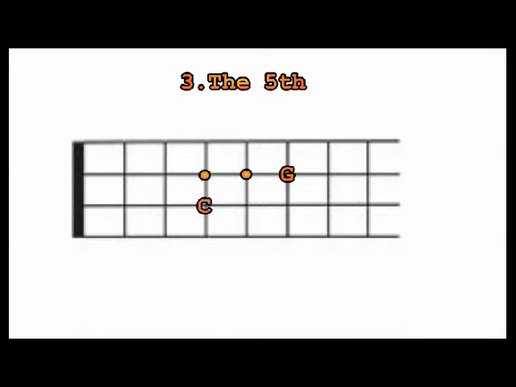The last important interval for this lesson is the 5th, the G. Next string, 2 frets higher. And of course the low G is on the E string 3rd fret. You need this for the root 5 bass.